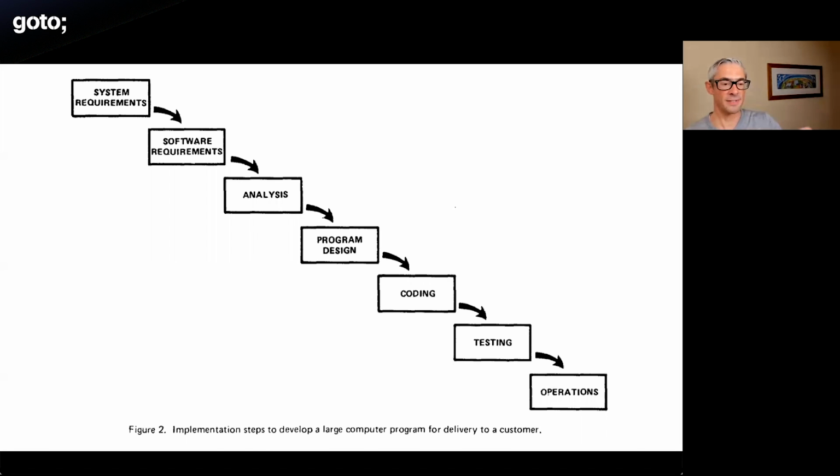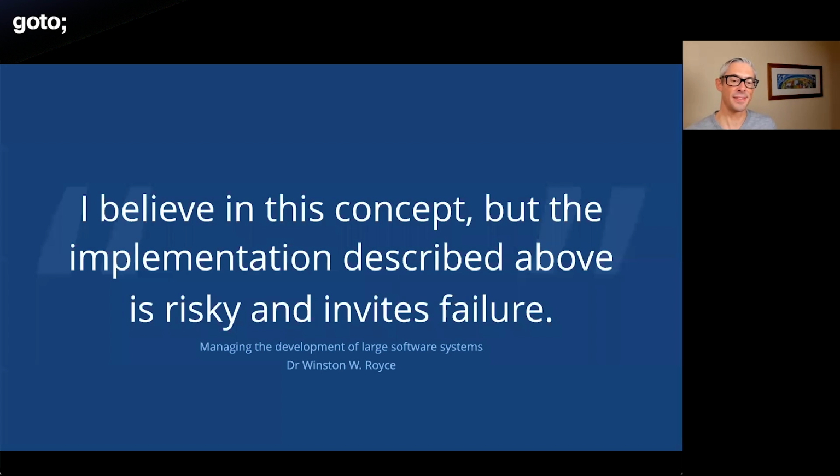And he's describing different approaches to software development. And he actually says this underneath the illustration: I believe in this concept, but the implementation described above is risky and invites failure. So what he's actually saying all those years ago is, this kind of makes sense, but please don't do it. And if you read further, what he actually talks about is what we really now know as the agile and iterative and incremental approaches to software development.